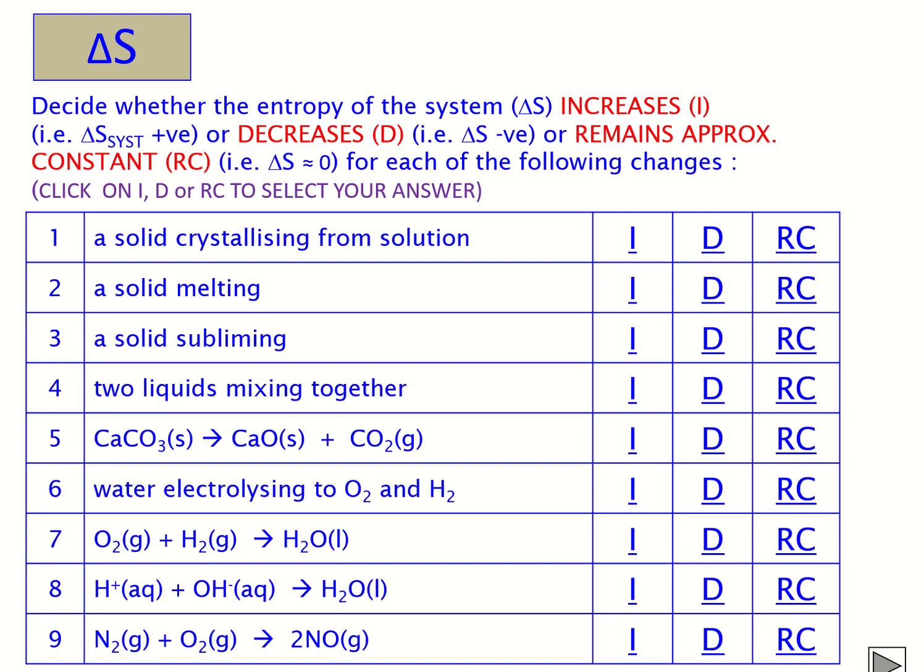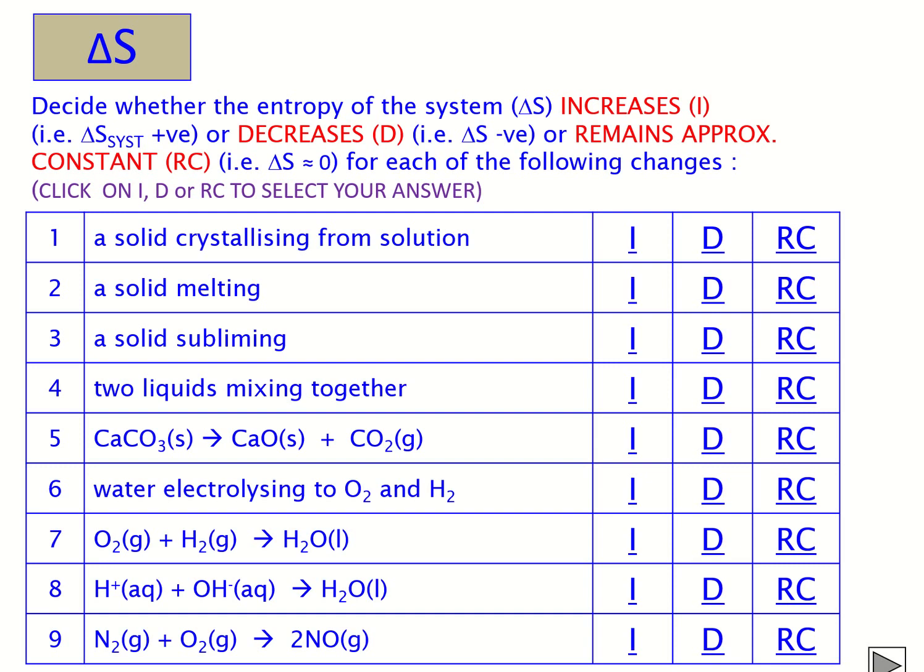A solid melting, becoming much more disordered. That's an increase. Solid subliming is an increase also. Number 3, that's a big increase. 2 liquids mixing together probably doesn't change very much. They're both liquids before and after. Number 5, sorry, we have a solid turning into a solid and a gas. 1 molecule going to 2, so we have a big increase in disorder there. Number 6, we have liquid water turning into 2 gas molecules. That's a big increase in disorder.